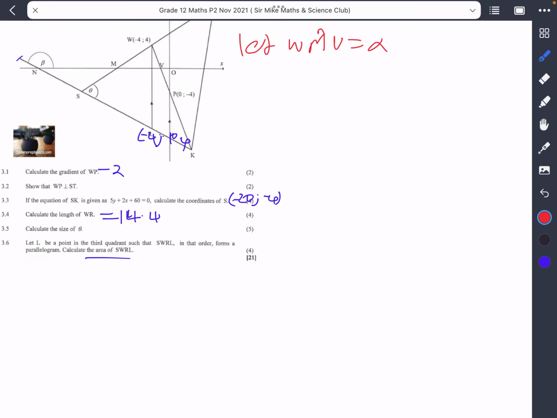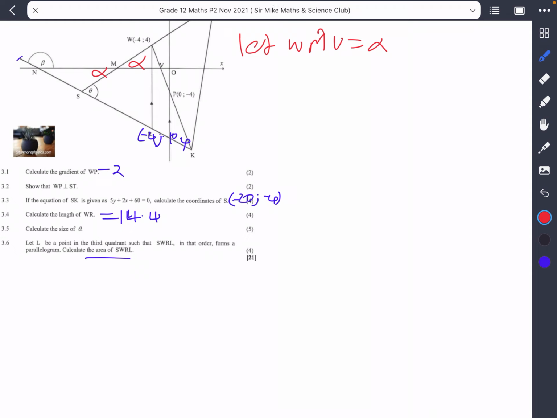Here's the strategy, where I'm actually going with this. I'm going to find that angle there. After I find that angle, I know that it would be the same as that angle. Why? Because they are vertically opposite angles. So if this is alpha, this is also alpha.